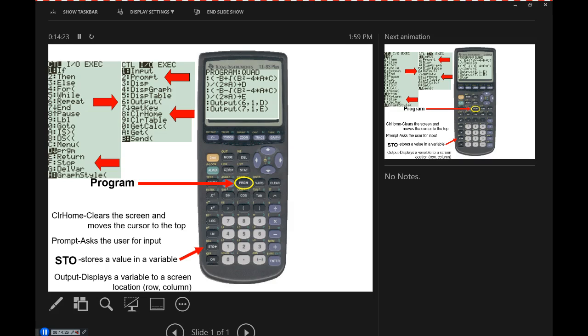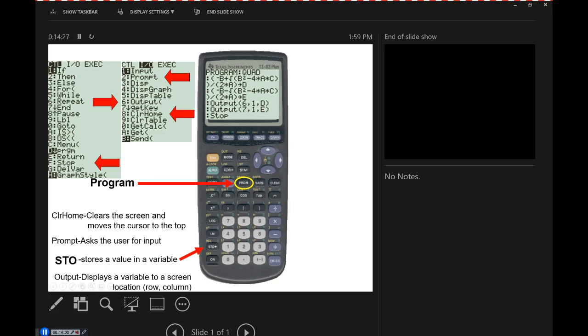All right, last step. We're going to press the Program button again, this time from the CTL menu. Go all the way down to the bottom and find the Stop command, and press Enter on Stop. So the last line should just be Stop.